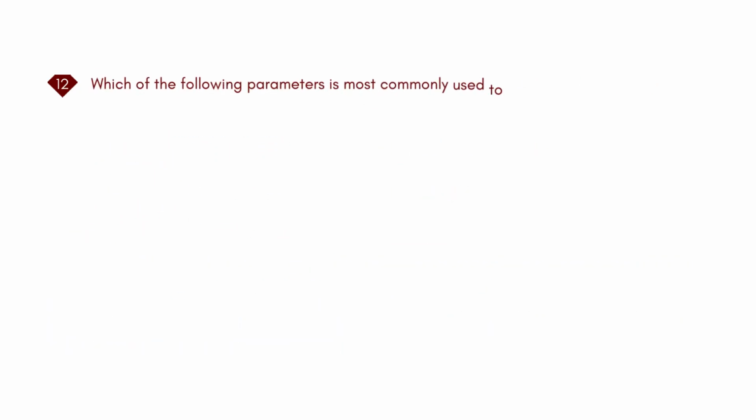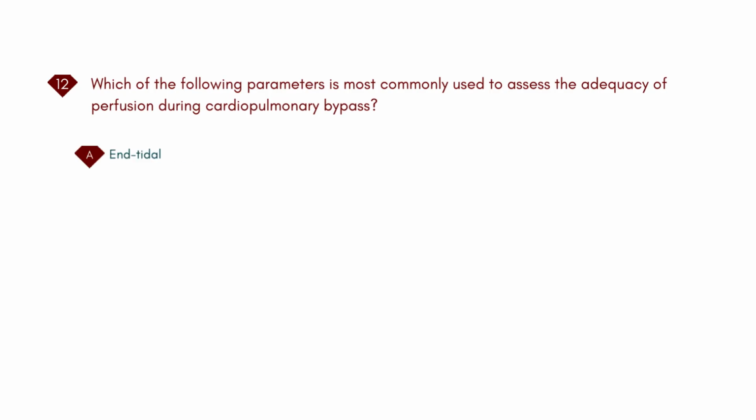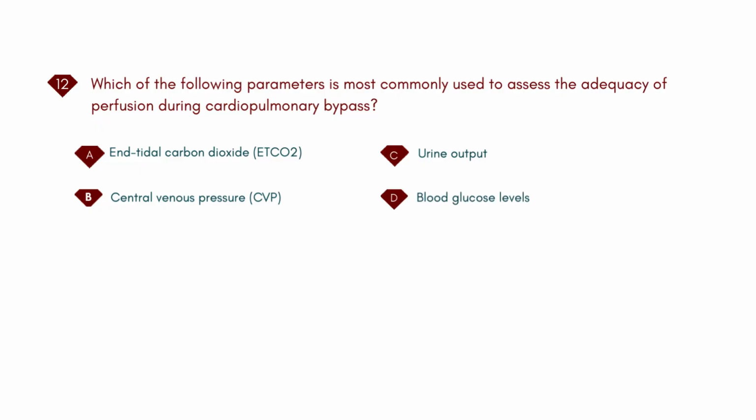Which of the following parameters is most commonly used to assess the adequacy of perfusion during cardiopulmonary bypass? A. End-tidal carbon dioxide, ETCO2. B. Central venous pressure, CVP. C. Urine output. D. Blood glucose levels. Answer: A. End-tidal carbon dioxide, ETCO2.